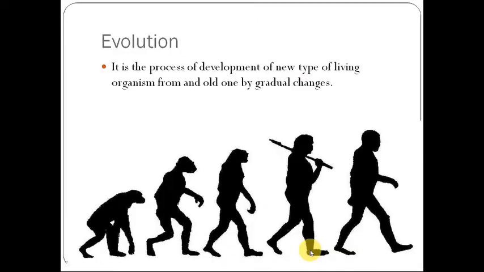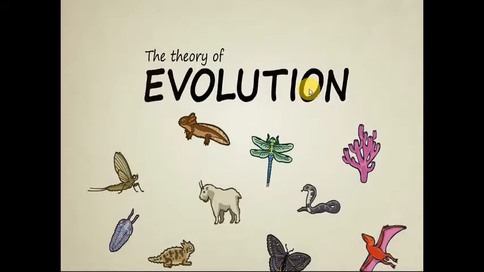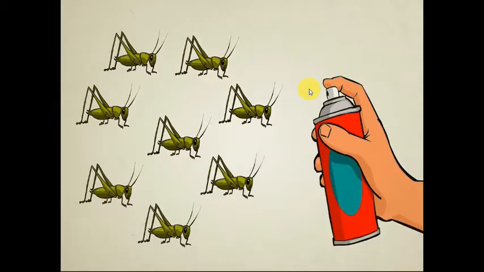What is evolution? What is exactly evolution? It is a process of development of new types of living organisms from an old one by gradual changes. Theory of evolution. The theory of evolution doesn't tell us exactly how life began on Earth, but it helps us understand how life, once it came into existence, diversified into many incredible forms we see now and in the fossil records. Also, it helps us understand the way in which modern creatures continue to adapt and change today.